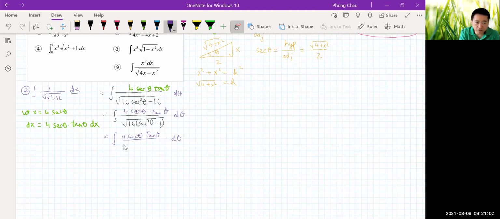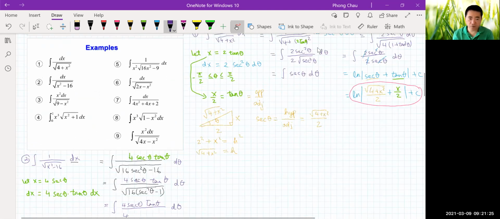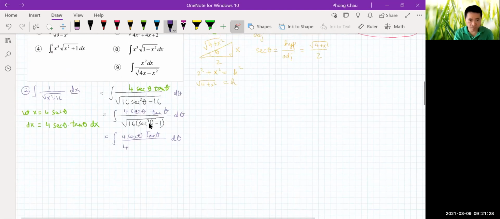Square root of 16 now is 4. Then here's the square root of secant squared minus 1. Here it is again, I'm using this trig identity, but it's a little bit different, right? If you subtract 1 on both sides, then you have secant squared minus 1, that's the same as tangent squared. So secant squared minus 1 is tangent squared. We're using the identities there.